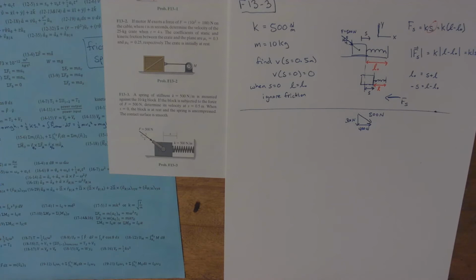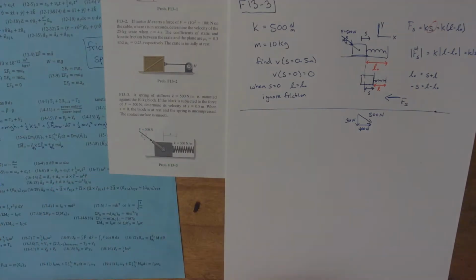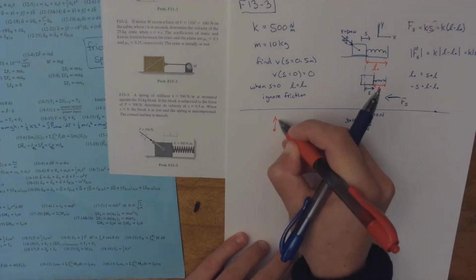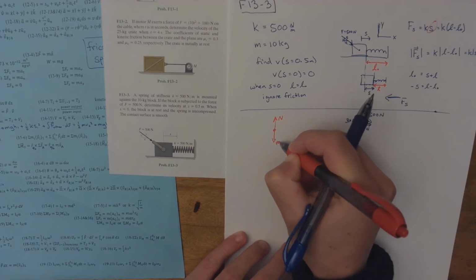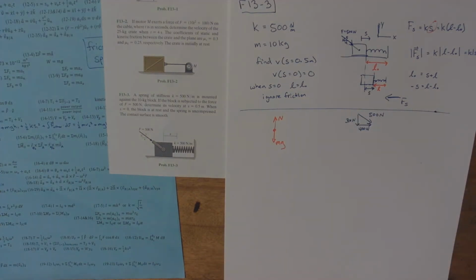For this problem, they said that the contact surface is smooth, which means we can ignore friction. And if you are ignoring friction, looking at the sum of the forces in the y direction, we would just have the normal force acting upward and the force of gravity acting downwards. So if you did look at the sum of the forces in the y direction, it would just tell you what the normal force is equal to, which isn't going to be important when you look in the x direction if you don't have any friction.